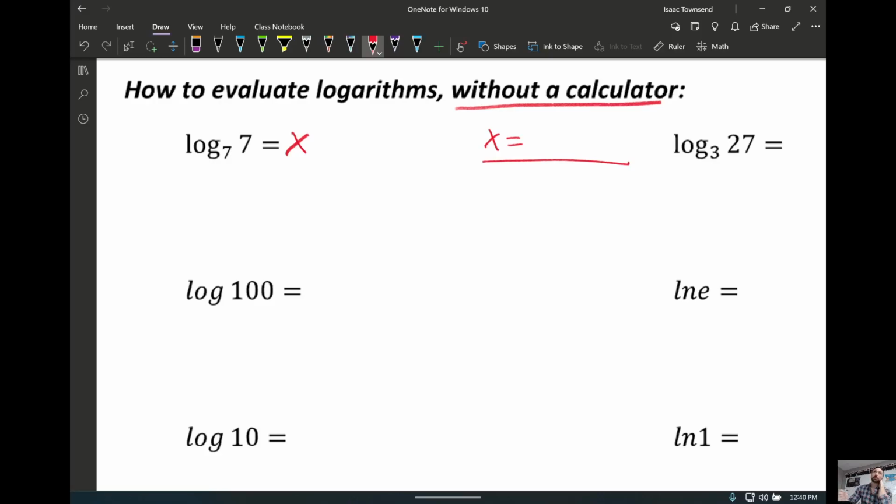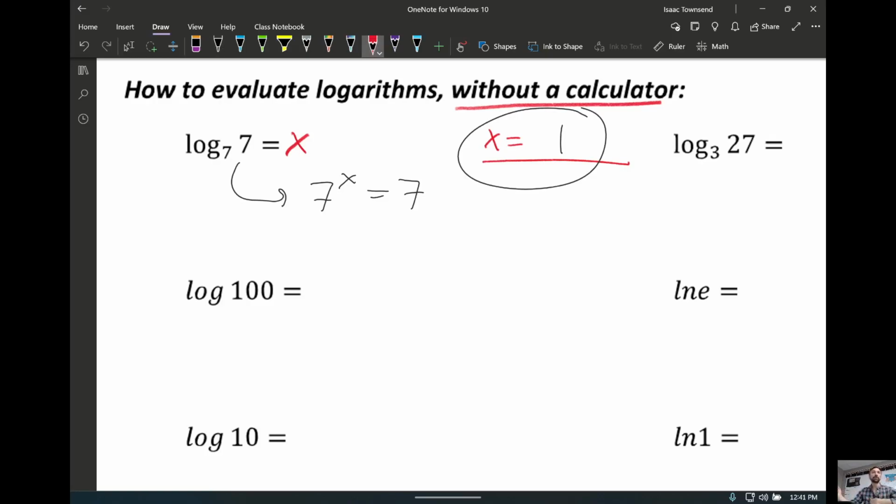Well, the only type of logarithmic equation I've told you how to solve yet is by switching the forms. This is logarithmic form. You could switch it to exponential form, and just our brains handle exponential form a little bit better just because we're more familiar with that. So 7 to what power gives us 7? 1.